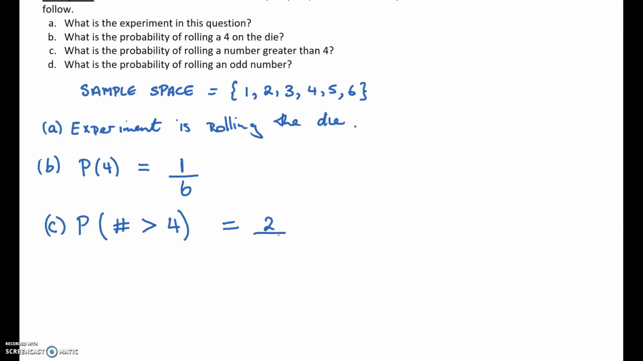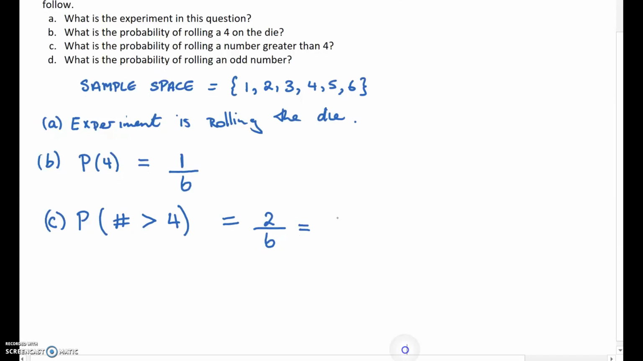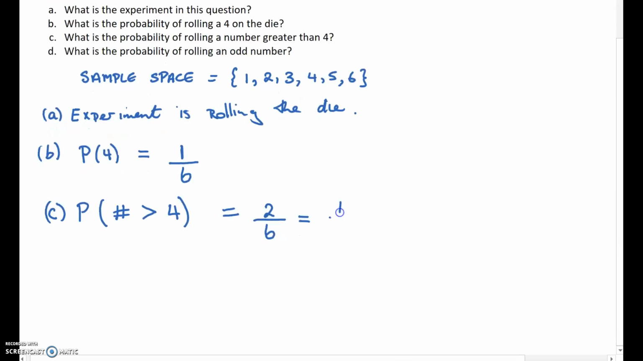Again, the total number of possible outcomes always goes in the bottom, and the total number of possible outcomes when you roll the die is 6. There are 6 different outcomes. Now we can reduce that, and you should always reduce it if you can. So 2 over 6 can be broken down as 1 over 3. Okay.